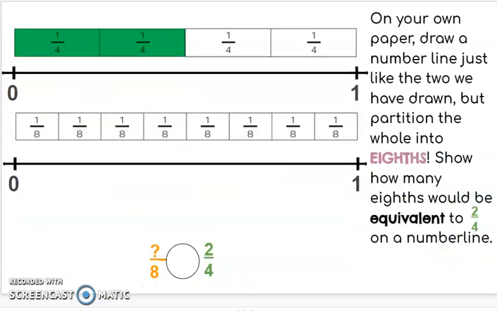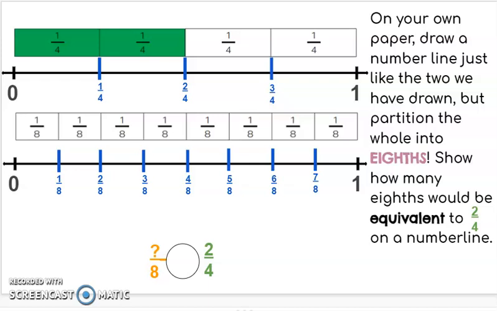All right, on your own paper, draw a number line just like the 2 we've drawn. But this time, you're going to partition the whole into 8ths. So you can keep the 4th number line that you've already made, but draw 1 more on your paper underneath. It is the same size whole, and this time you're going to make 8ths. And we want to show how many 8ths would be equivalent to 2/4 on the number line. So go ahead and pause this video so that you can draw your number line, partition, and label it to show 8ths. Then push play again.